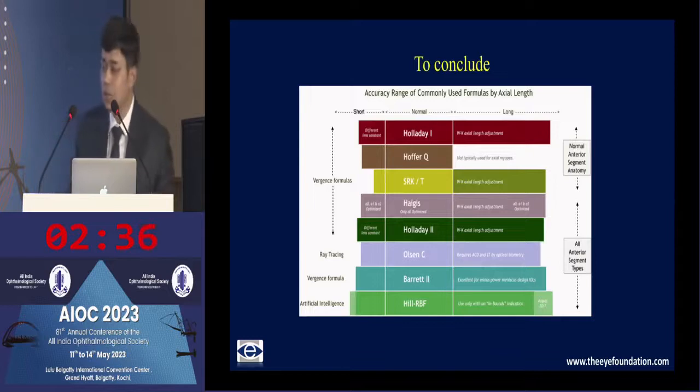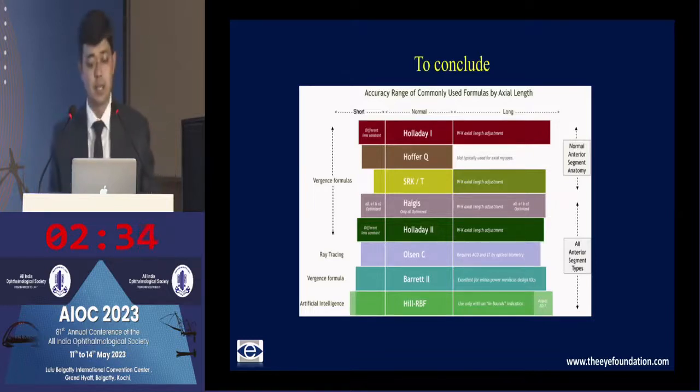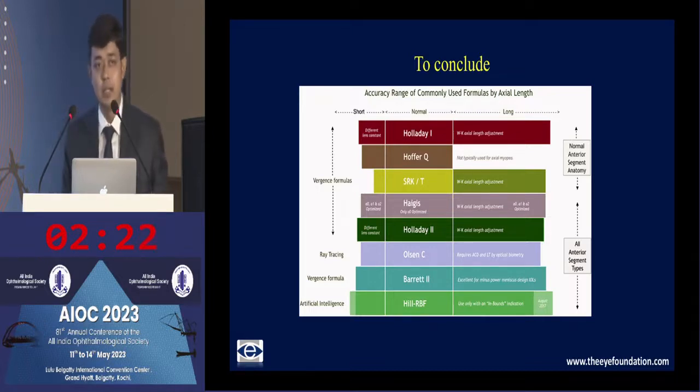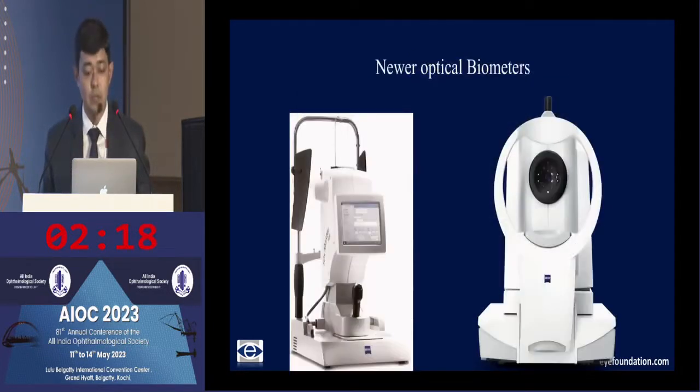So essentially, to conclude, as far as the formulae are concerned, I think we are all sticking to almost one formula for the entire gamut of our patients, whether it is a Barrett 2 or a Hill RBF. And all these are available as online calculators, and irrespective of the kind of biometric device you have, you can use any of these formulae.